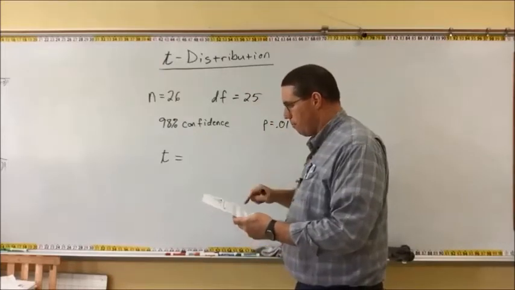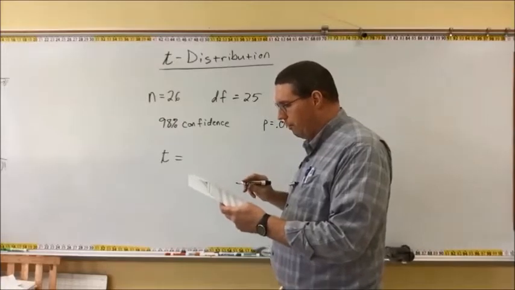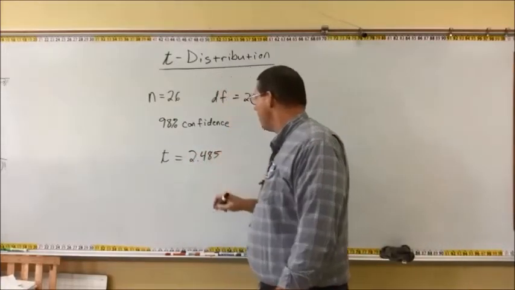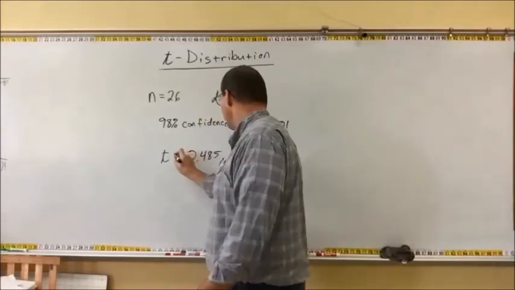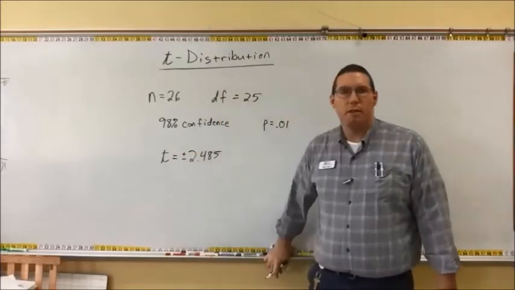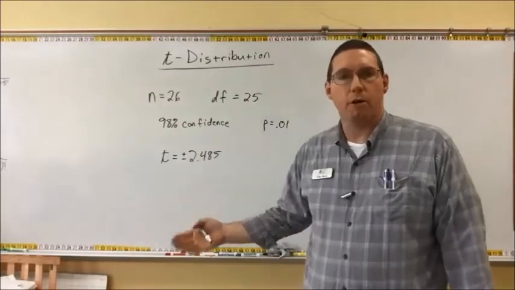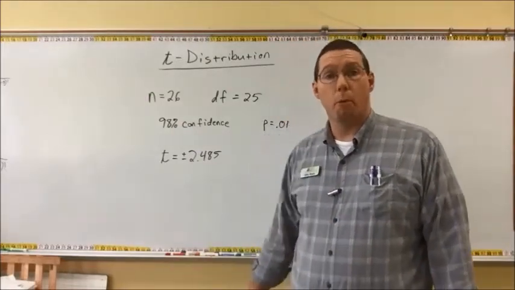In the column that says 0.01, go down to 25, and I'm seeing 2.485. And what you're going to see in what we're about to do, because we're about to do confidence intervals, is that you're going to do plus or minus the t statistic, because we're going to calculate a margin of error, just like we did in the last class. Okay? Let's do just a couple more.